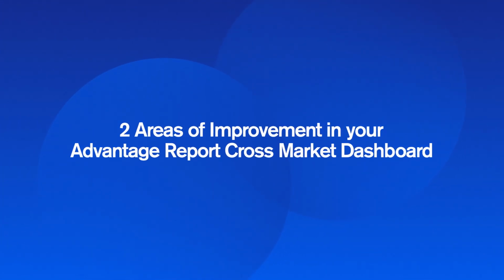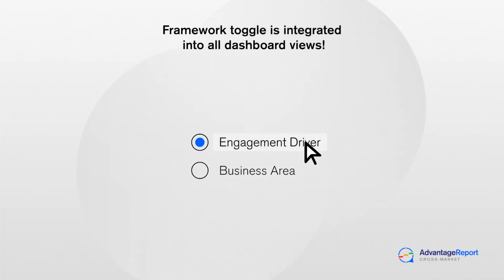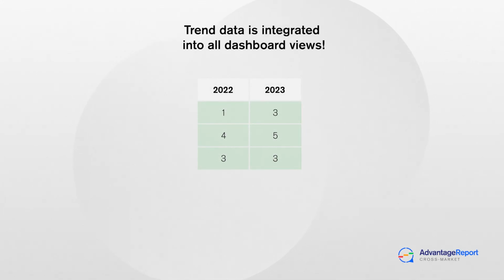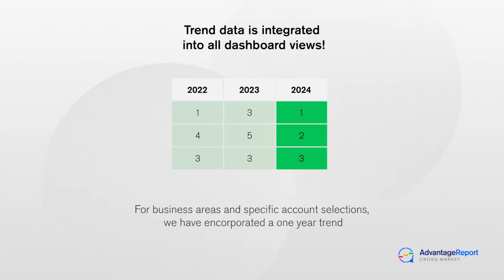This year, you'll notice two key improvements in your reporting dashboards. First, we've enhanced our framework to provide data analytics tailored to functional and departmental business areas. Second, our dashboards now feature up to 3 years of rank and score data. For business areas and specific account selections, we've incorporated a 1-year trend. Additionally, we've enlarged the best-in-class insights, which we're excited to share with you today.